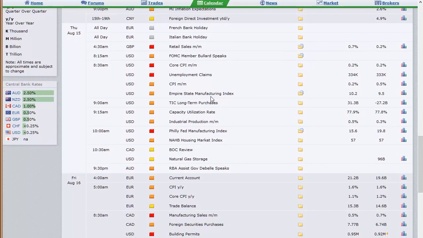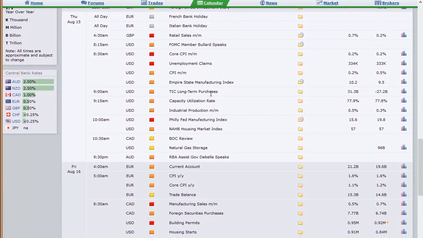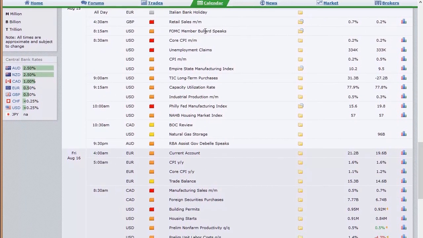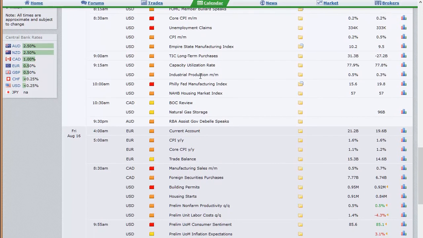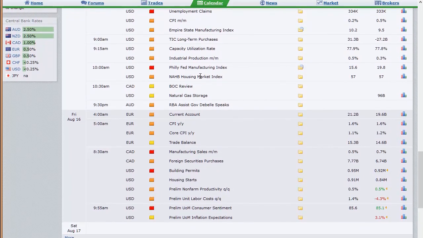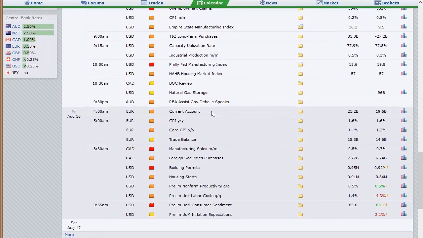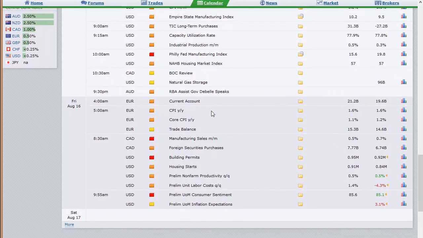Retail sales out of the UK. Not a big deal. Then U.S., look at all this U.S. data on Thursday. I got a member speaking again. Boy, that guy's active in a 24-hour window. CPI, unemployment, jobless claims as usual. Empire State Manufacturing Index, tick, long-term purchases, capacity utilization, industrial production, and then Philly Fed, all out of the U.S., and then natty gas as well. So that's a busy session Thursday for data.